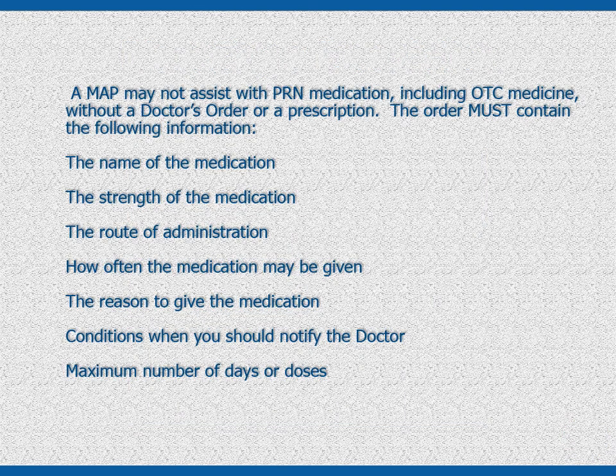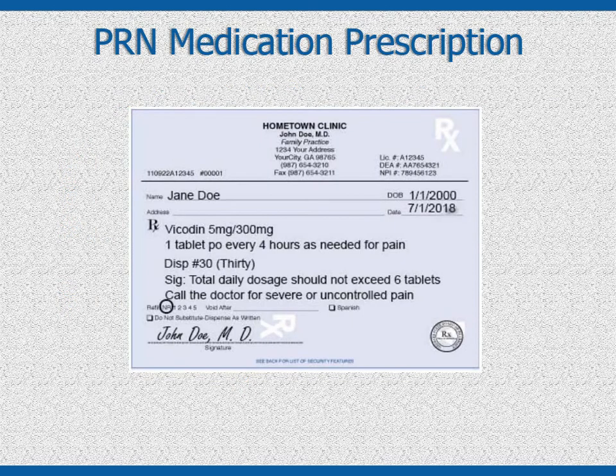An MAP may not assist with PRN medication, including over-the-counter medication, without a doctor's order or a prescription. The order must contain the following information: the name of the medication, the strength of the medication, the route of administration, how often the medication is to be given, the reason to give the medication, conditions when you should notify the doctor, and the maximum number of days or doses. The second type of prescription we will be looking at is one for a PRN medication.